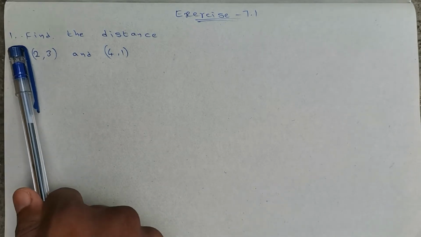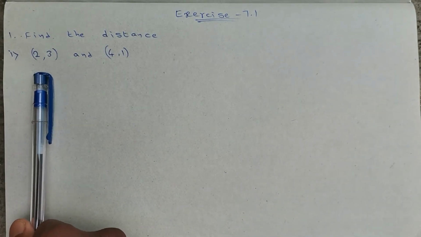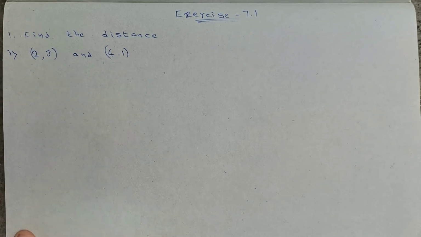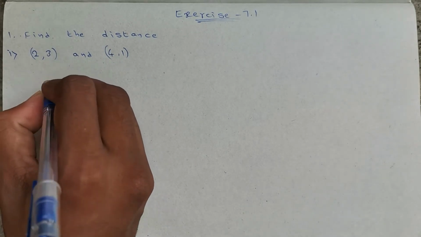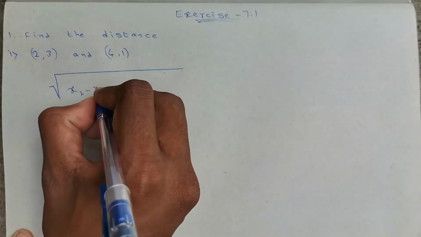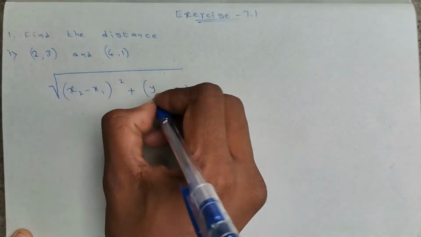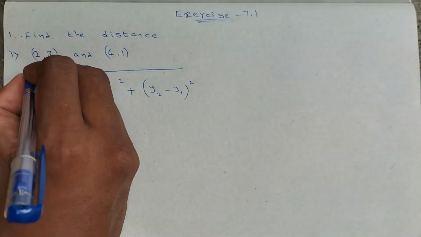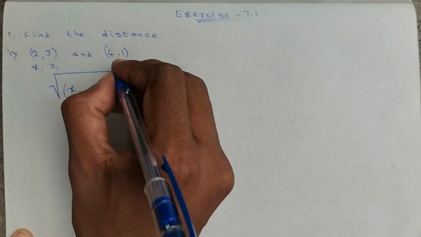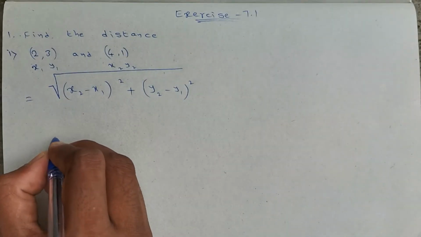Okay, the first bit is find the distance between the given points. The first point is given as (2, 3) and the second point is given as (4, 1). So we know the distance formula: under root (x2 minus x1) whole square plus (y2 minus y1) whole square. Here the given two points, the first point I am taking as x1, y1 and the second point as x2, y2. So let us substitute in the formula.